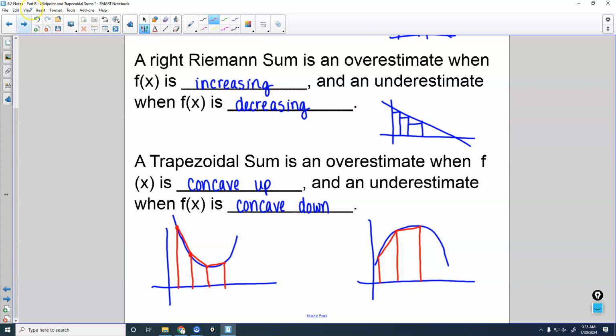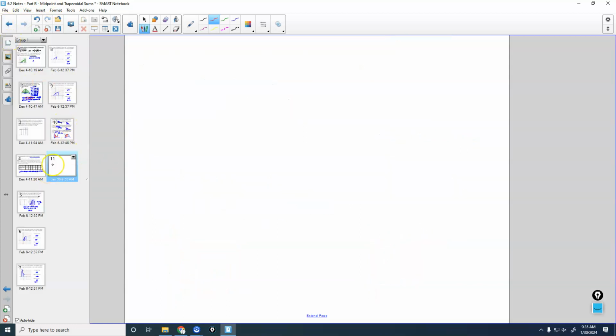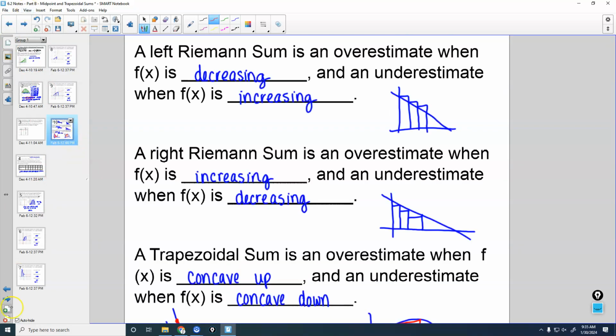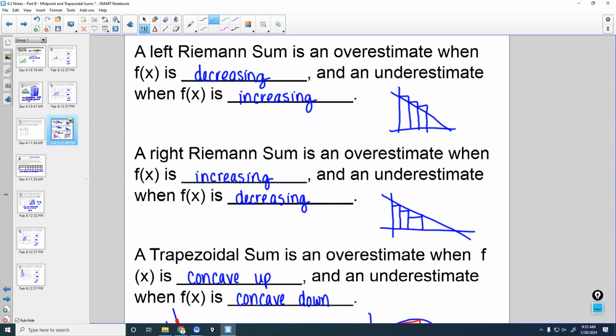Okay, questions? All right. Did I do any with unequal intervals? No, I didn't have any on here. Let's hope the assignment didn't have any. Okay, so your assignment is going to be a worksheet.